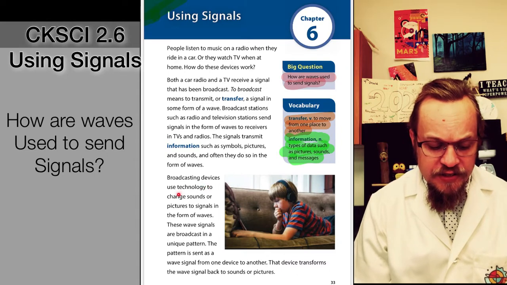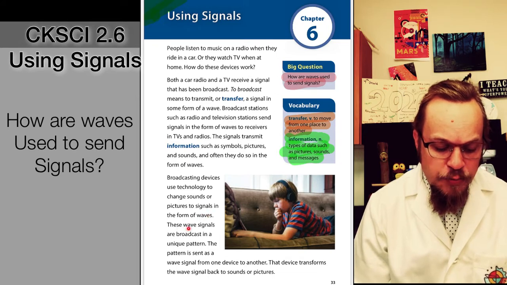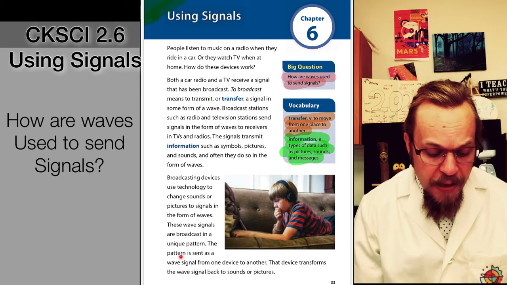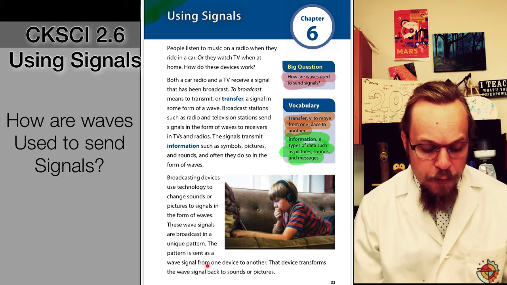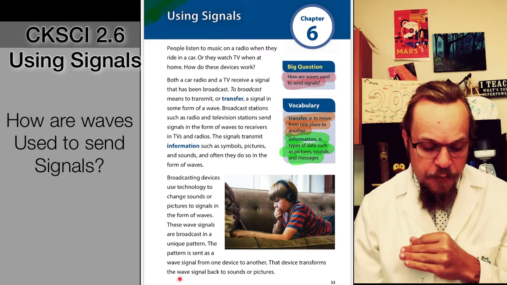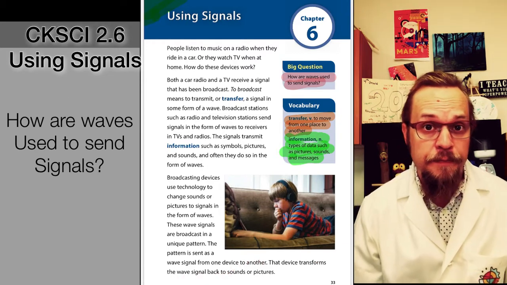Broadcasting devices use technology to change sounds or pictures to signals in the form of waves. These wave signals are broadcast in a unique pattern. The pattern is sent as a wave from one device to another. That device transforms the wave signal back to sounds or pictures.